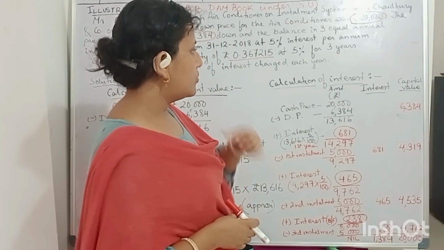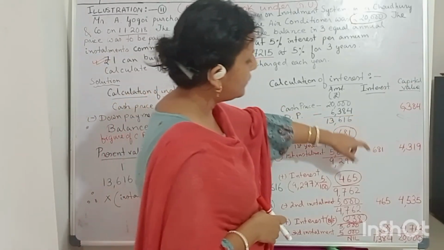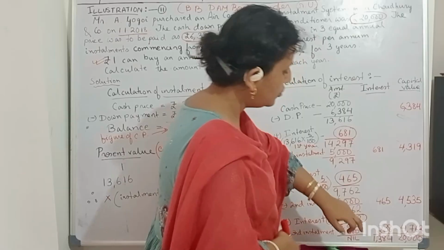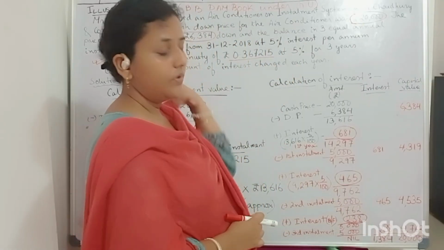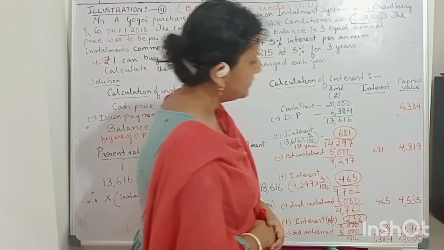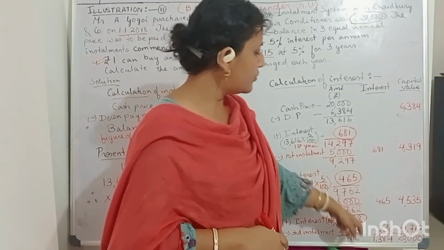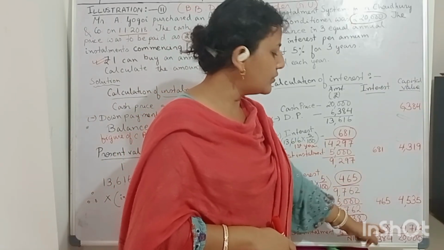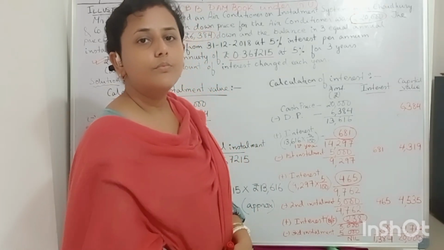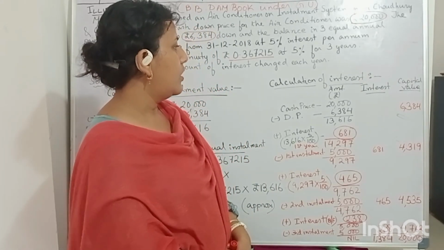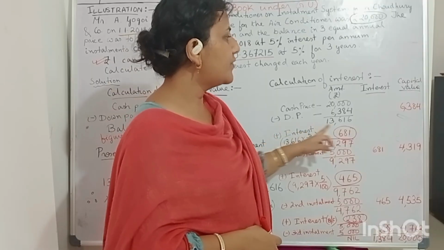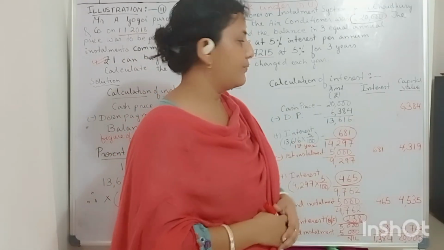So this interest amounts you have to put 681, 465, and 238. So you have to total up. You will get the total interest as 1384. So now you take out the capital value. This is the amount of down payment 6384.